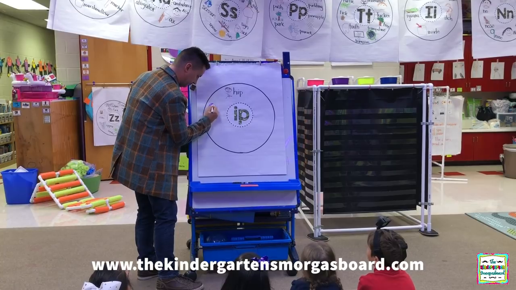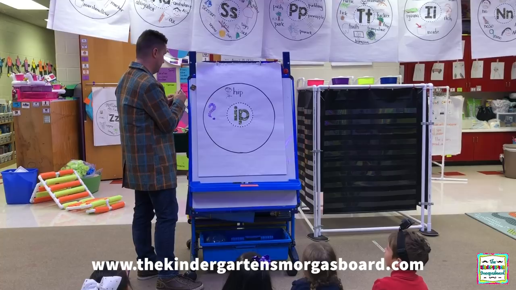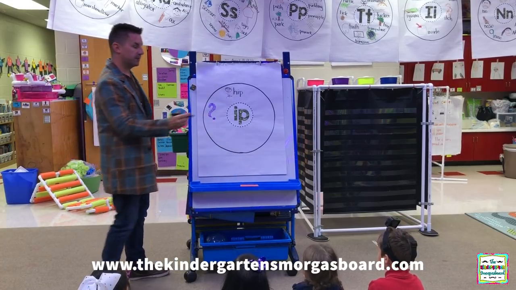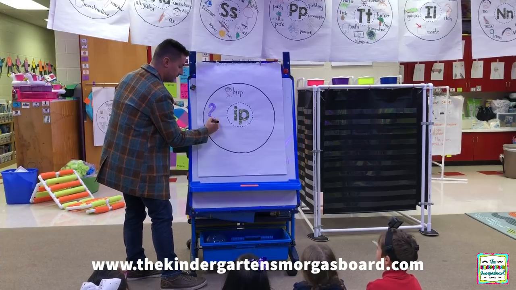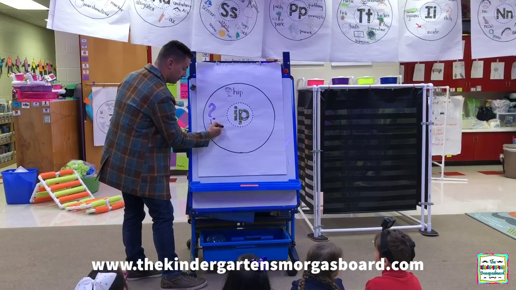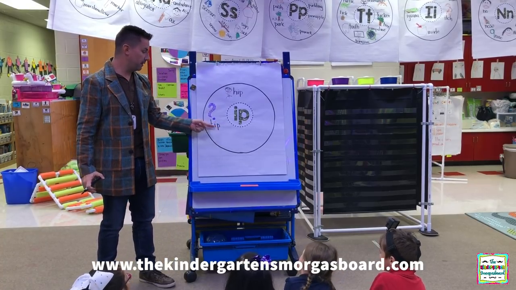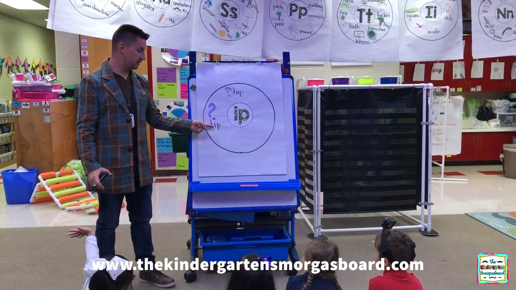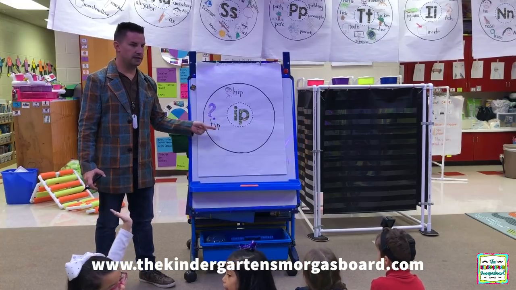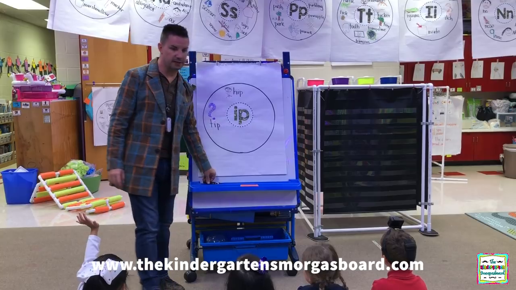I like your drawing. Tip. Tip. What sound? How do we spell T? What's our word family? Ip. And how do we spell ip? Tip. You do it. Tip. Again. Ip. Tip. What word? Tip. Very good.